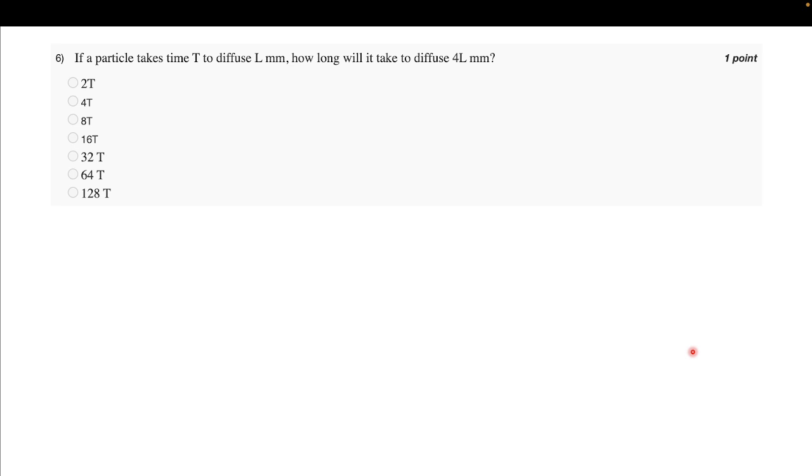Next is, if a particle takes time t to diffuse L mm, how long will it take to diffuse 4L mm? This is a very short numerical, and we have various different options. So take your time in calculating this.